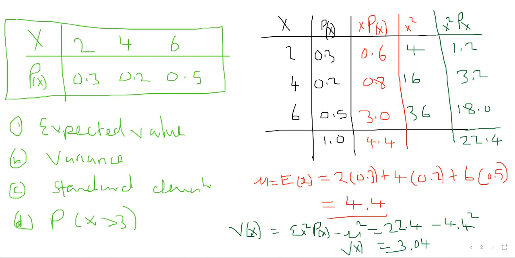To get the standard deviation, we square root the variance. So what's the square root of 3.04? The standard deviation is simply the square root of the variance. When we square root the variance, 3.04, what do we get?